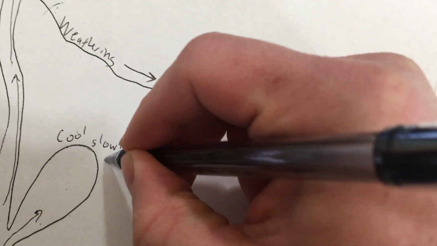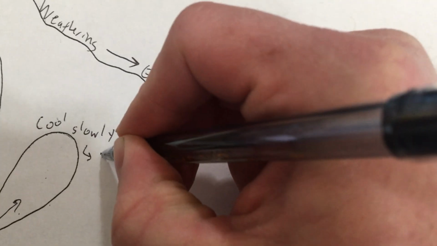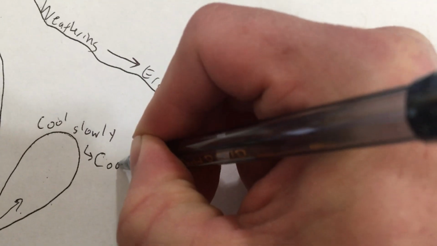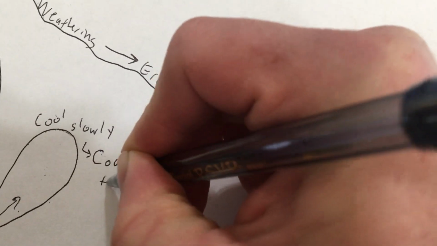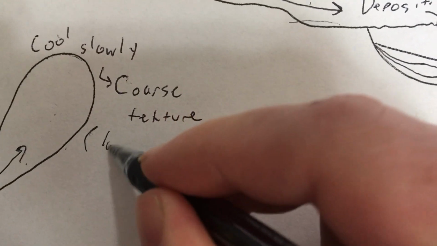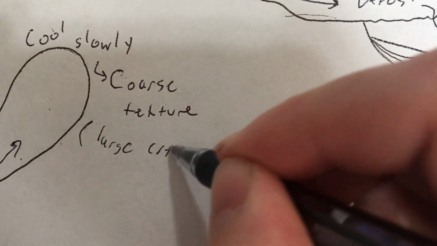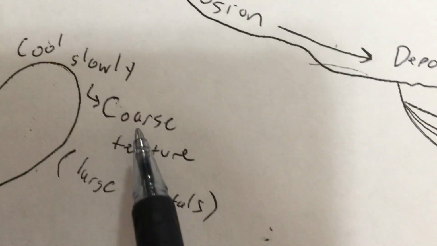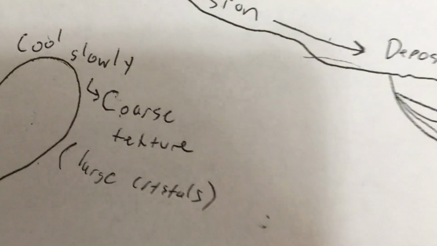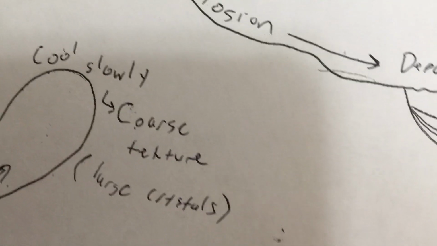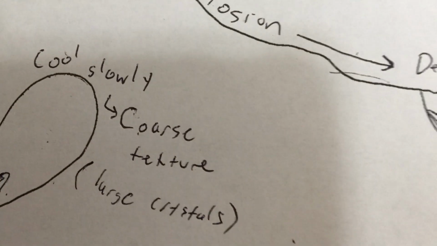These cool slowly, therefore have what we call a coarse texture. What that means is that there are large crystals. It's one of the things that's tricky. This coarse texture thing, people always want to think this means that it feels rough, it feels coarse. That's not the case. It's how big are the crystals within it.